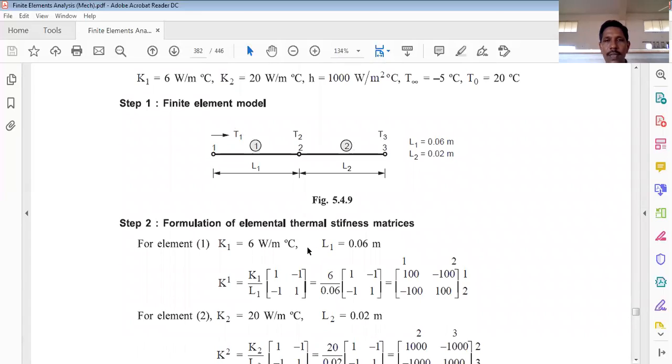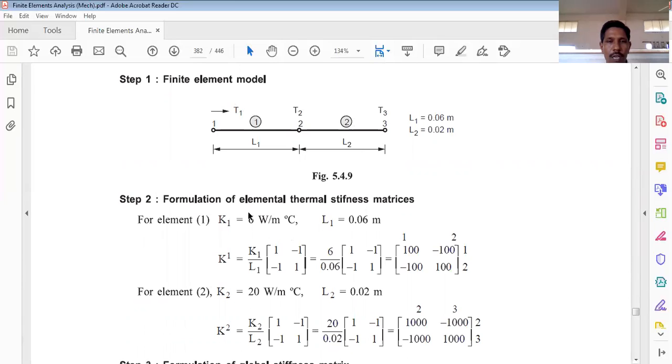The second step is to have the elemental thermal stiffness matrices. For element 1, K1 is equal to KA divided by L in the matrix of 1, minus 1, minus 1, 1. Area is again not specified in the problem, so it is considered as unity. So the thermal conductivity of the first material divided by the length of the element, which is 6 divided by 0.06, in the matrix of 1, minus 1, minus 1, 1. When you simplify this, it comes out to be 100, minus 100, minus 100, 100. It is connected between node 1 and node 2, which is to be written on the top as well as in the column.